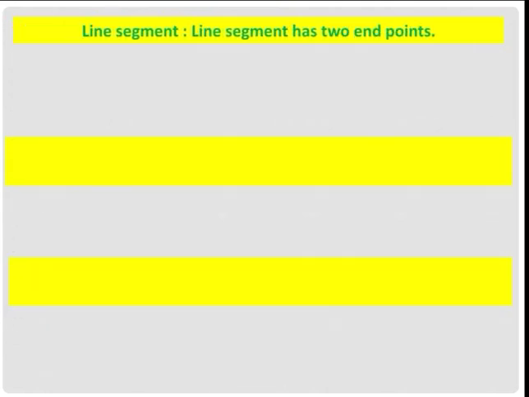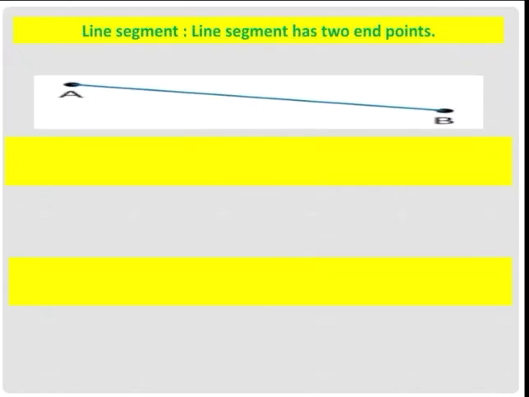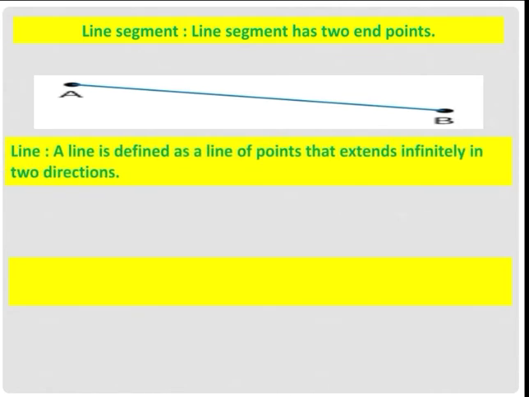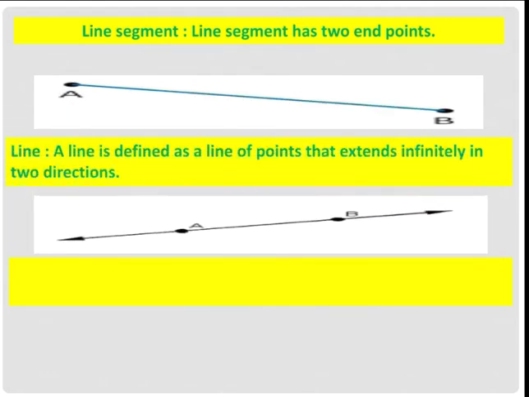Let us understand first of all what is the line segment. A line segment has two endpoints. Here line segment AB is given. What is a line? A line is defined as a line of points that extends infinitely in two directions. Here line AB is given. Means there is a difference between the line segment and line. A line can extend infinitely in two directions, but the line segment has two endpoints. They are fixed points.